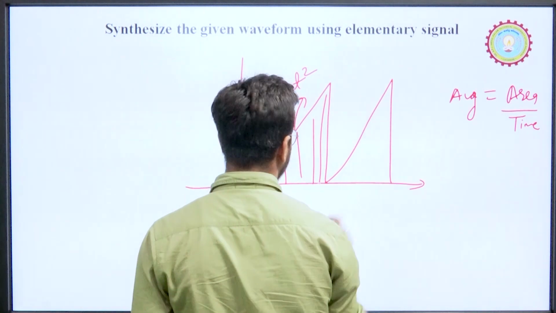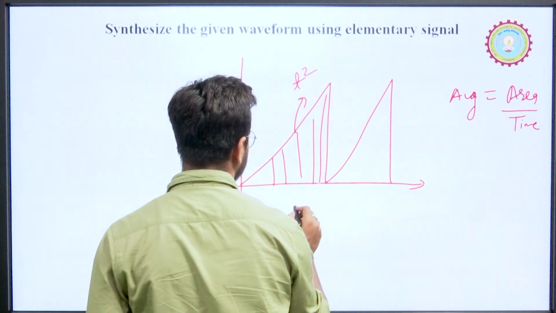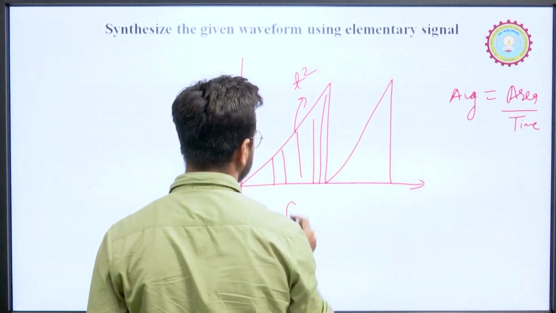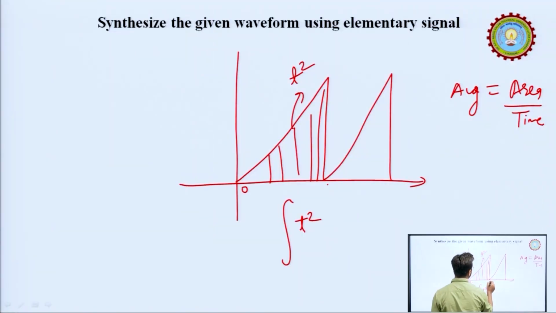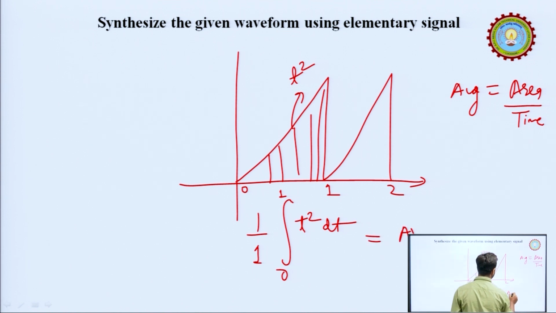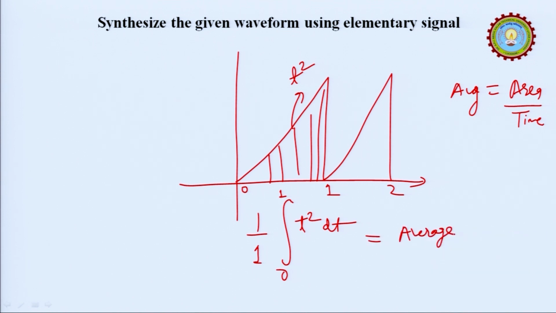Also, how can we calculate area? Area basically is by integration. Suppose this is time 0, 1, 2. So, integral of t square dt from 0 to 1, divided by 1. This is basically the average. So what have we done? We have calculated the area, and this is divided by the time period. Area upon time period will give the average.